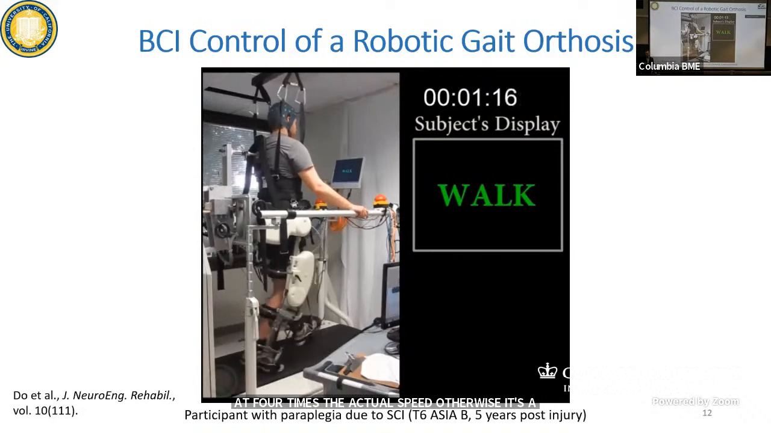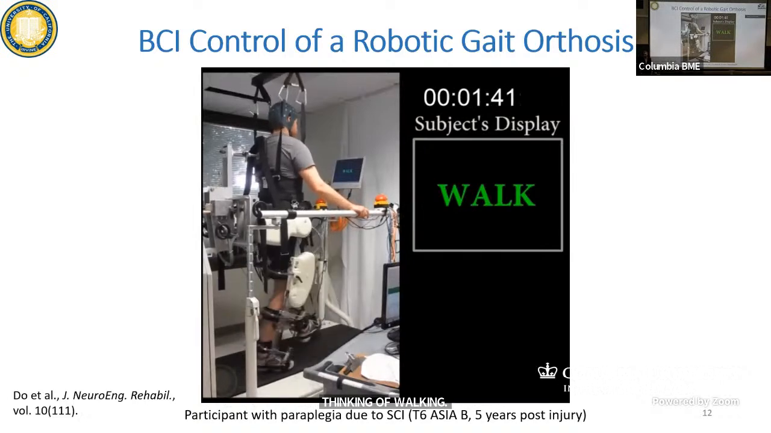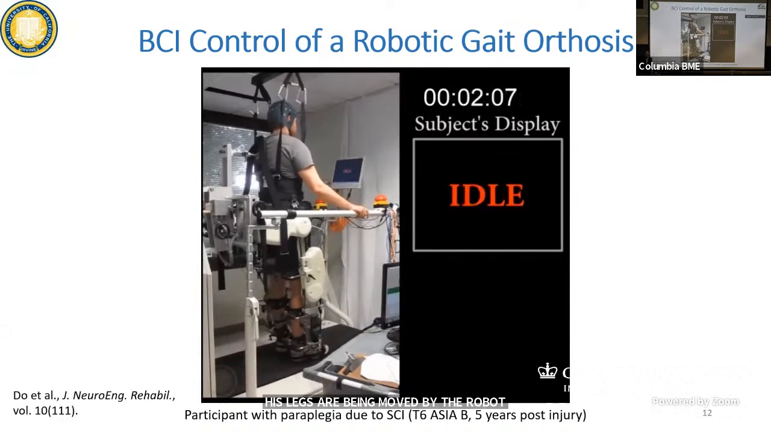So he now receives a cue to walk. He's now thinking about walking, and then his legs are being moved by the robot, suspended over a treadmill. And then at the 2 minute mark, the cue is going to change back to idle. And again, he's going to very quickly disengage those walking imagery, and then he's going to idle for 4 minutes. We are decoding here, so we haven't turned off the decoder, by the way.